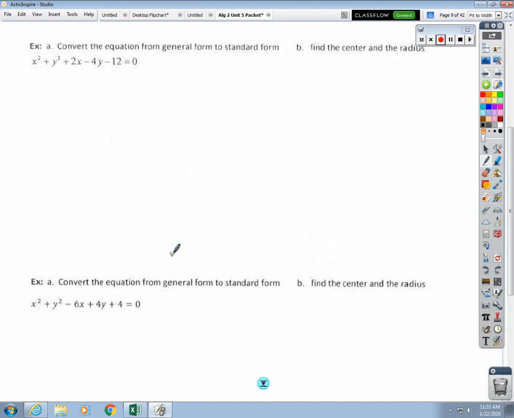x squared plus y squared plus 2x minus 4y minus 12 equals 0. We're trying to change it from general form to standard form, so what do I do first? Add the 12. Okay, and now on the left side, I need to group it. And while I'm on this step, I could also add my blanks. There's no reason to take up more lines than are necessary.